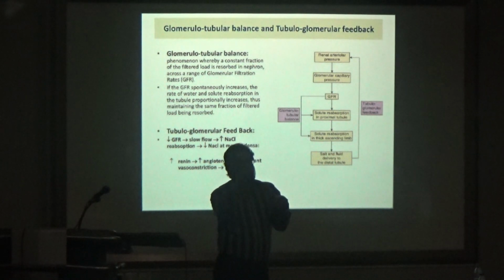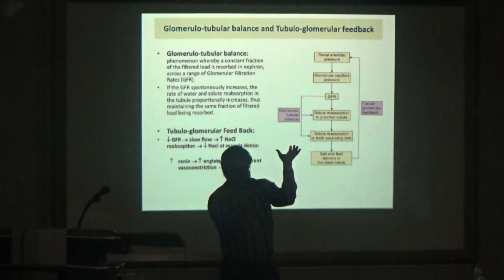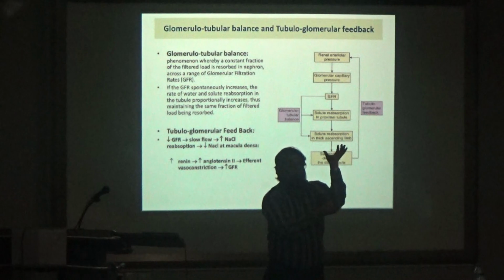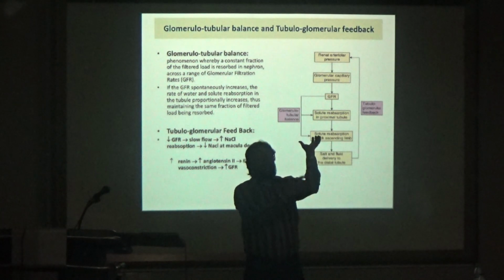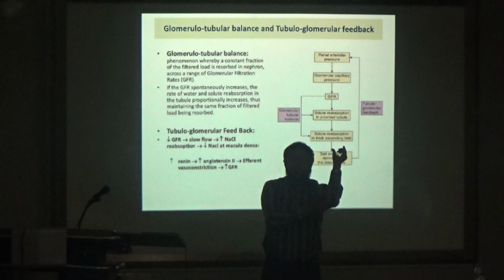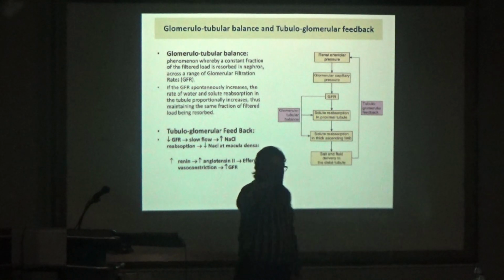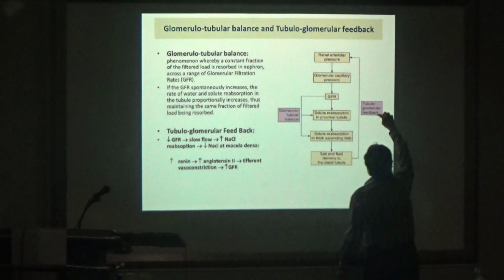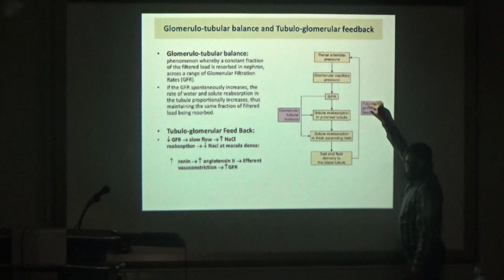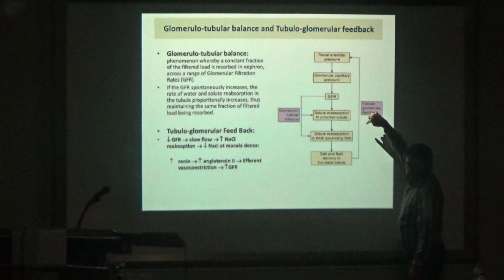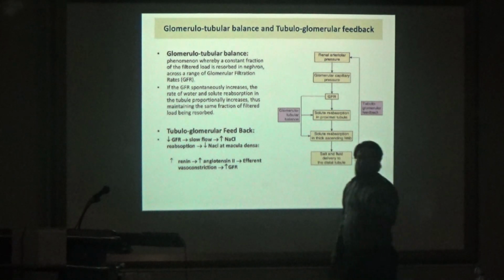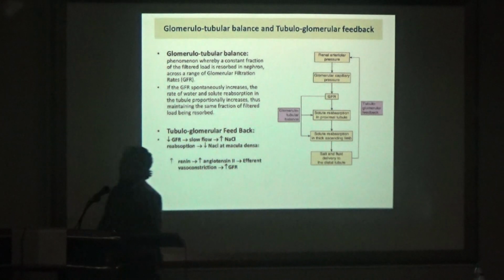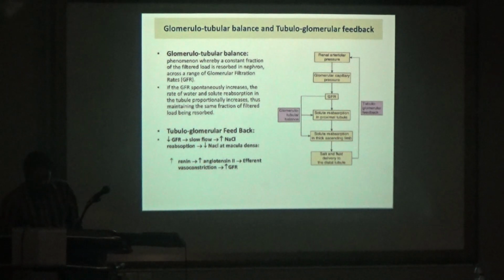So the effect is coming from the tubules to the glomerulus or from the glomerulus to the tubules? Initial starting: tubule. From tubules to glomerulus. The sodium is sensed low by macula densa cells in the tubules. That's why it is called tubuloglomerular feedback. Macula densa cells are located in the tubules. We'll show you the diagram.